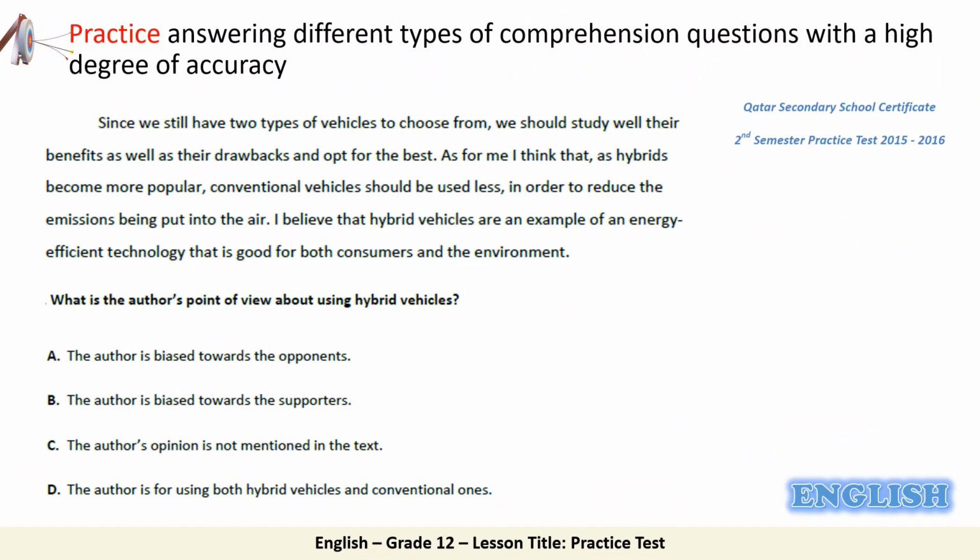Another type of comprehension question may ask you to determine the writer's or the author's point of view. And point of view means the attitude. You notice that in the first two options, the word biased has been used twice. And biased here means to be with an idea. So please pause this video here for a while, read the paragraph above, and select the correct point of view.